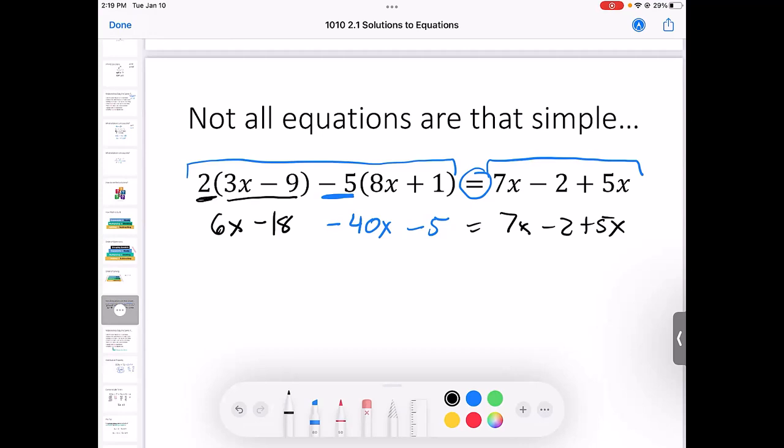Now, these 2 sides of the equation can be simplified even further. So when I look at these 2 sides of the equation, I notice that I have 6 x's and 40 negative x's. So how many x's will I have on that left-hand side?